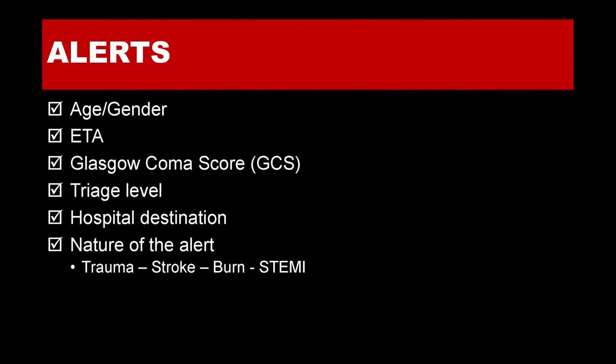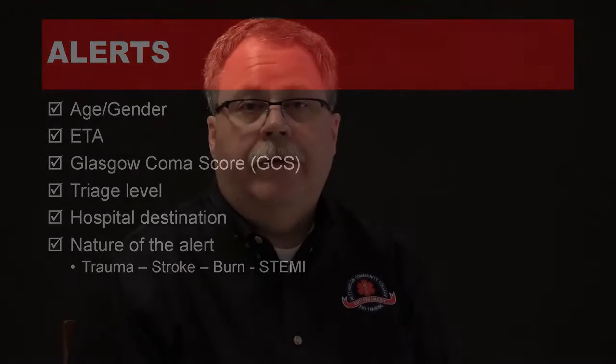These alerts, or pre-alerts if you will, should take no more than 15 to 20 seconds, and the format should follow this basic script. The patient's age and gender, your ETA, not in minutes but rather by clock time, Glasgow Coma Score if it's trauma, the triage level of the patient, the hospital destination, and the nature of the alert. If it's a trauma alert, specify the reason for the alert. So here are some examples.